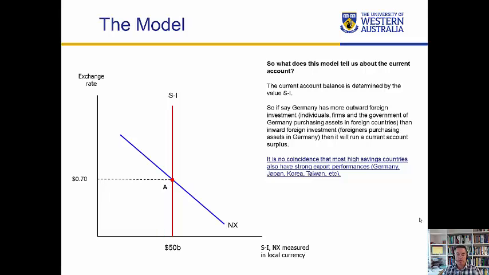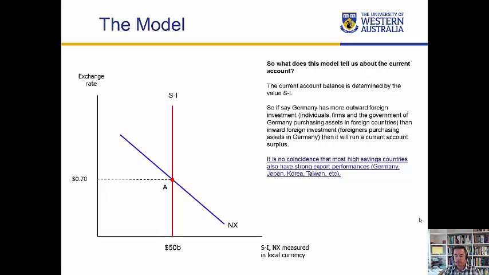So what it tells us is that the current account balance is basically determined by the value of S minus I, or the current account balance is basically determined by the level of net foreign investment. If a country is in a position like Germany where it has more foreign investment money going out of its country than coming in, then it will run a current account surplus.